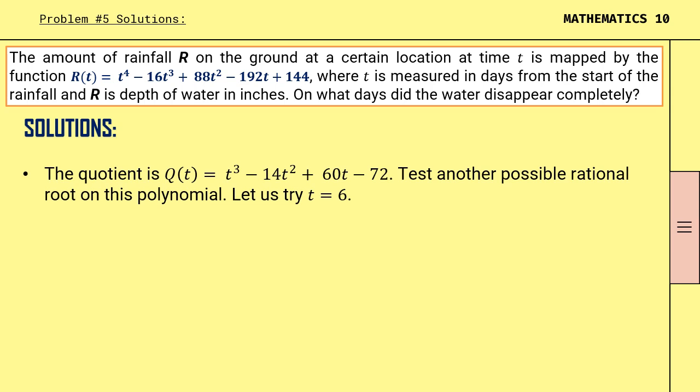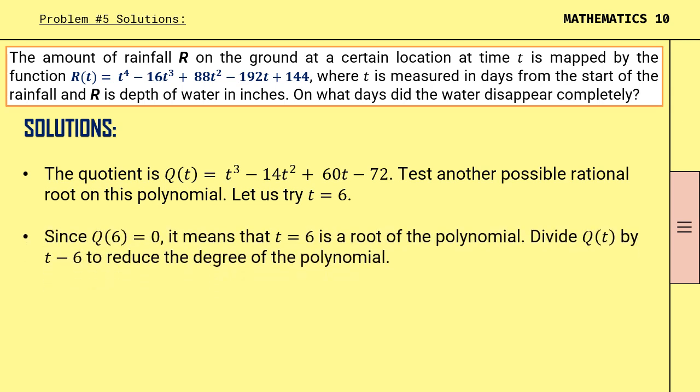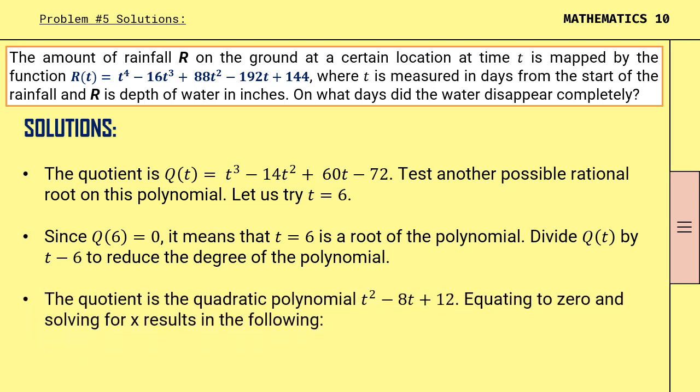And then test another possible rational root on this polynomial. So I'll be trying t equals 6. And here I found out that q of 6 is equal to 0. So it means that t equals 6 is a root of the polynomial. Once more, we divide q of t by t minus 6 to reduce the degree of the polynomial again. The quotient is the quadratic polynomial t squared minus 8t plus 12, and equating it to 0 and solving for t results in the following.